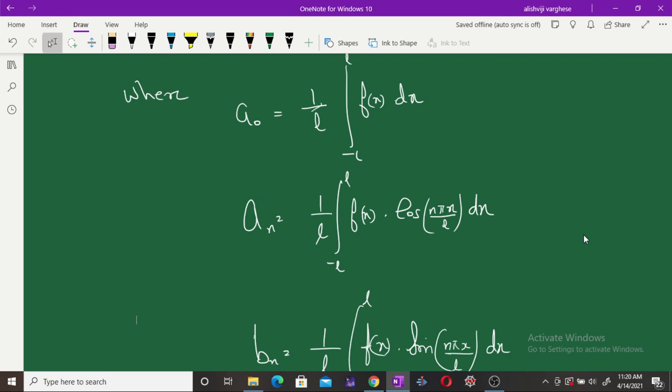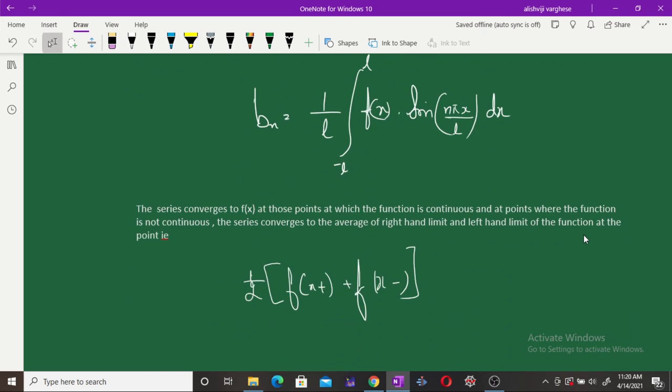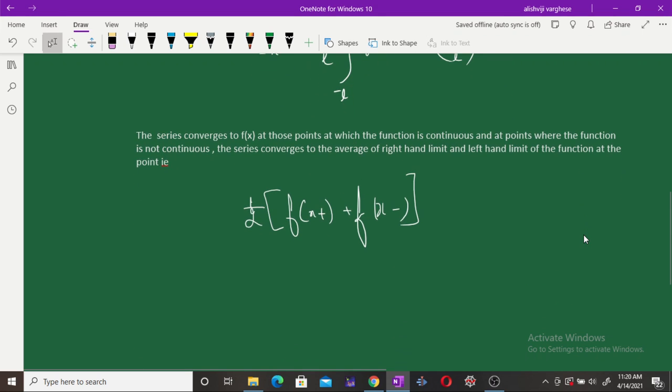And we get an infinite series representation of the function, and that infinite series representation will converge to the function f of x at the points at which the function is continuous. And remember, we can have a finite number of discontinuous points, and at points of discontinuity the infinite series converges to the average of the right hand limit and left hand limit of the function at that particular point.